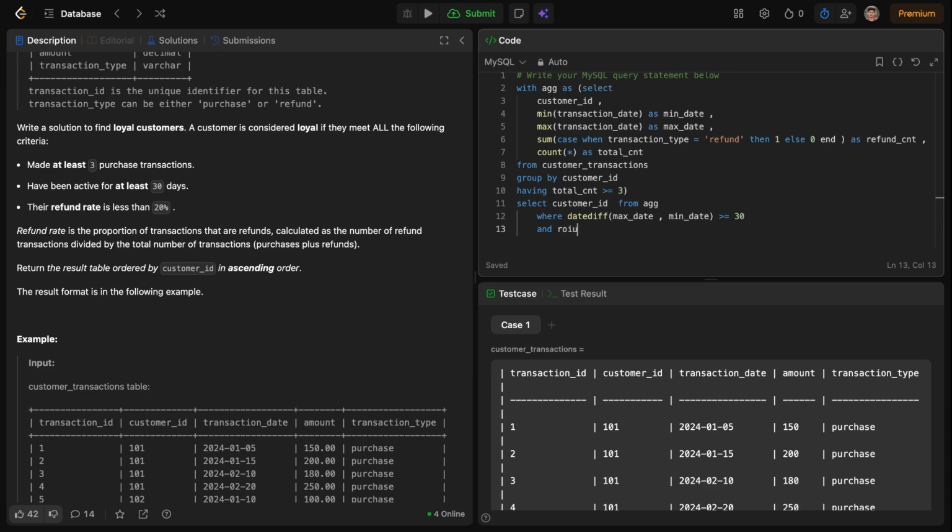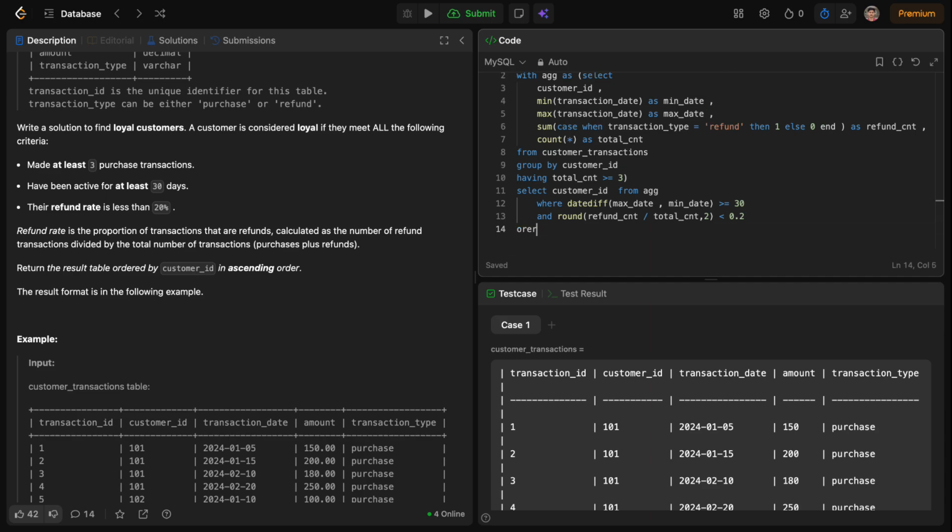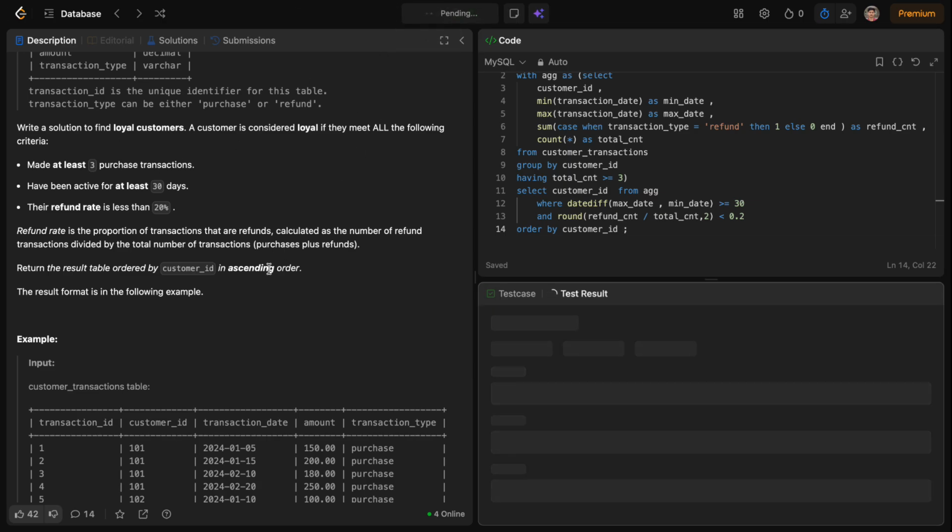So round refund count divided by total count, comma 2 for two decimal places, and it should be less than 0.2. We can use 20 by 100, both are the same thing, but for simplicity we use 0.2 for 20%. And order by customer ID in ascending order. No need to write ASC, it automatically understands that if we do not mention any, we are ordering in ascending order. Now run this and let's see what it returns.